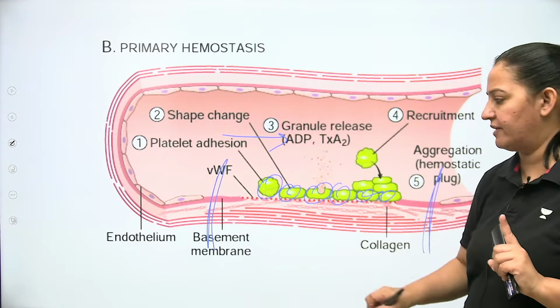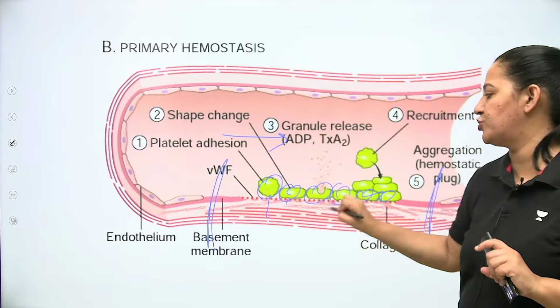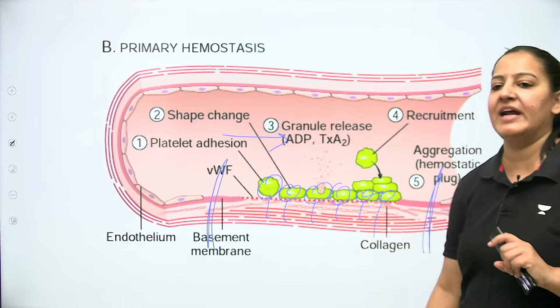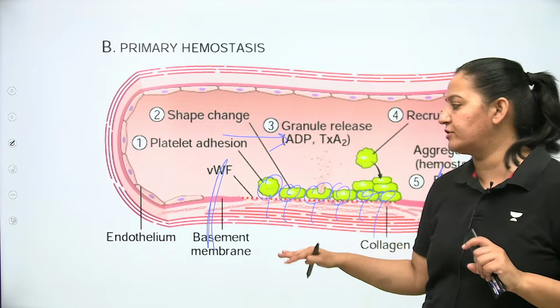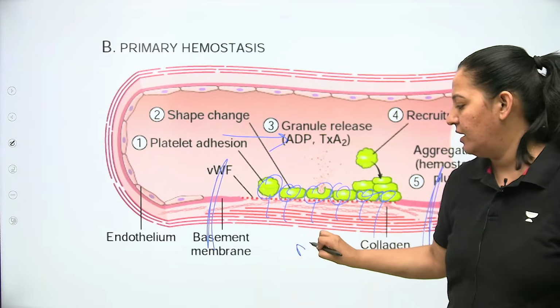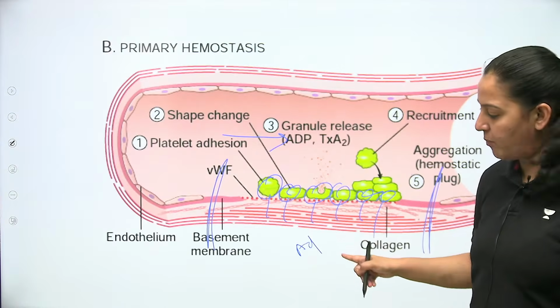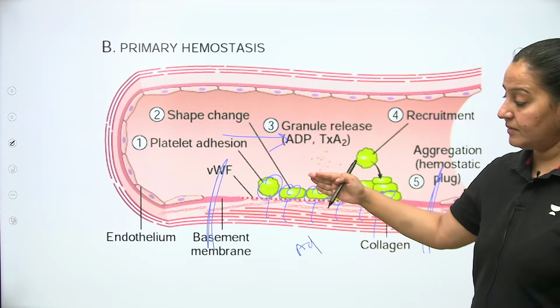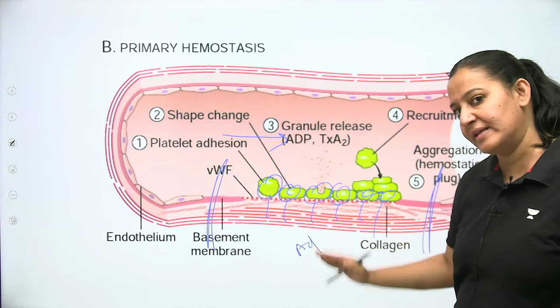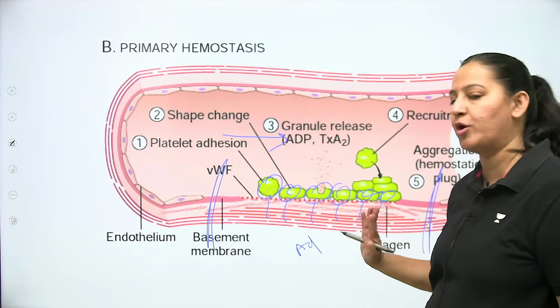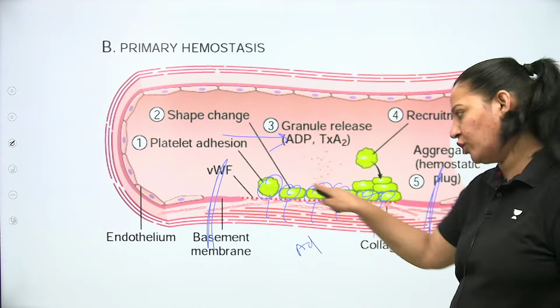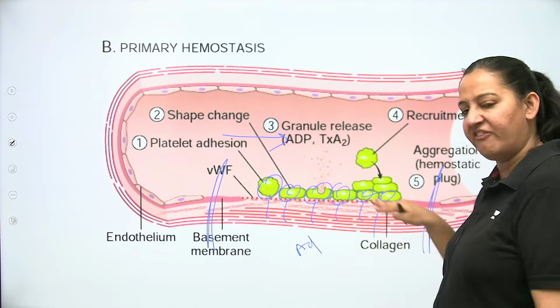The first row of platelets, which is forming a bond with the subendothelial tissue, is known as platelet adhesion. This is platelet adhesion. Formation of a bond between the platelet and subendothelial tissue, that is collagen, right? Platelet adhesion, one row is formed, the first story, the first row is formed.